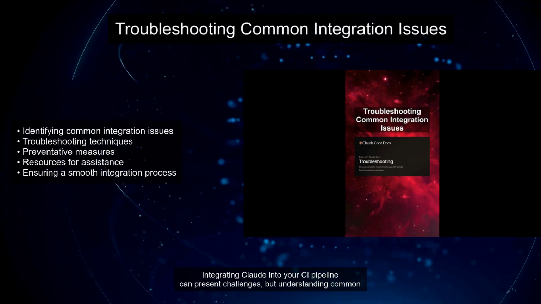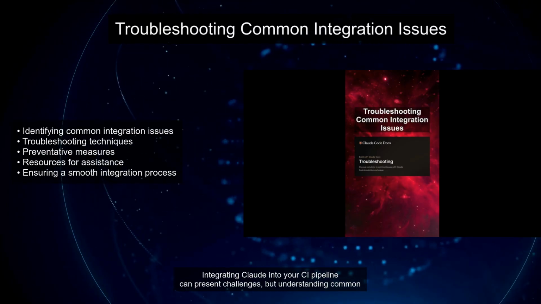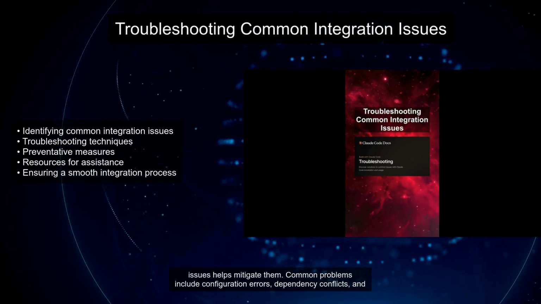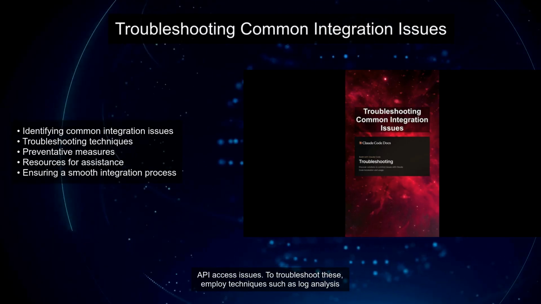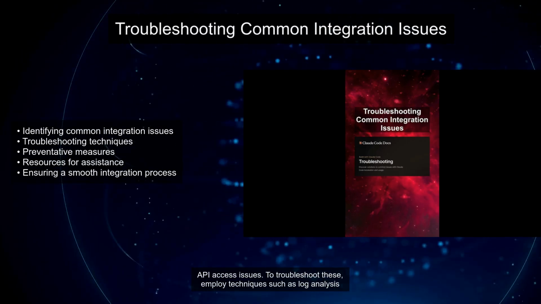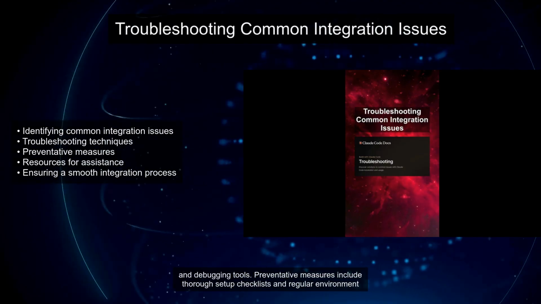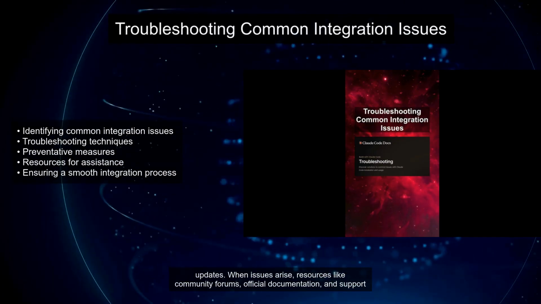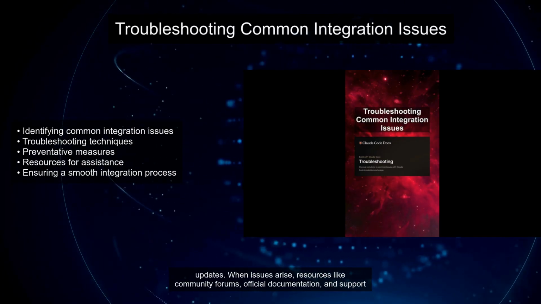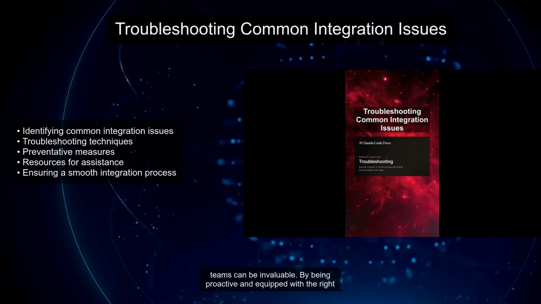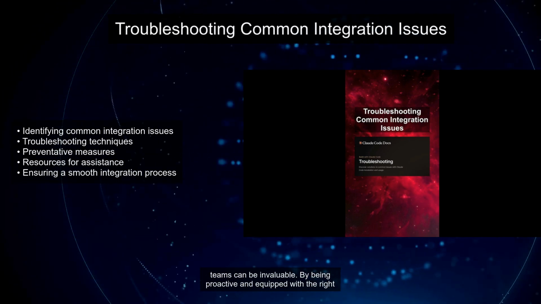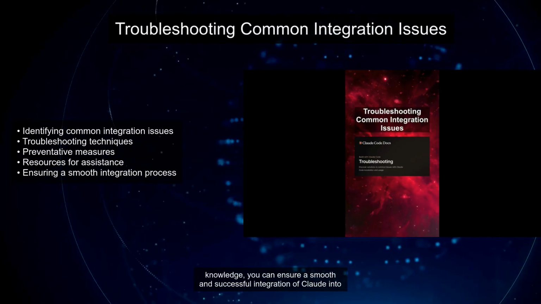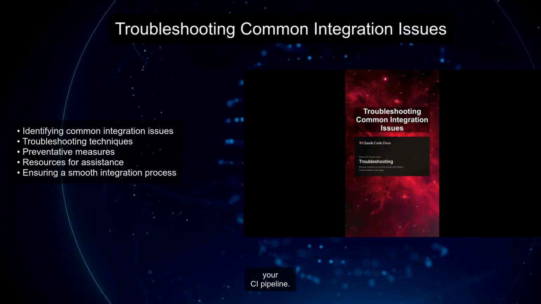Integrating Claude into your C pipeline can present challenges, but understanding common issues helps mitigate them. Common problems include configuration errors, dependency conflicts, and API access issues. To troubleshoot these, employ techniques such as log analysis and debugging tools. Preventative measures include thorough setup checklists and regular environment updates. When issues arise, resources like community forums, official documentation, and support teams can be invaluable. By being proactive and equipped with the right knowledge, you can ensure a smooth and successful integration of Claude into your C pipeline.